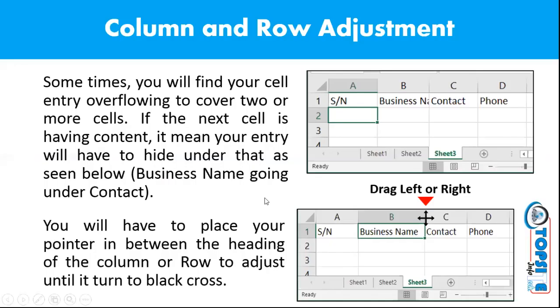Now, that is column and row adjustment. The same way you adjust your column, you can adjust your row. If I want to increase the height of this second row, for example, I'll just move my mouse to between the rows, then drag it down. By dragging it down, that will adjust what you have there, and it will give me a taller row height. So let's move on.